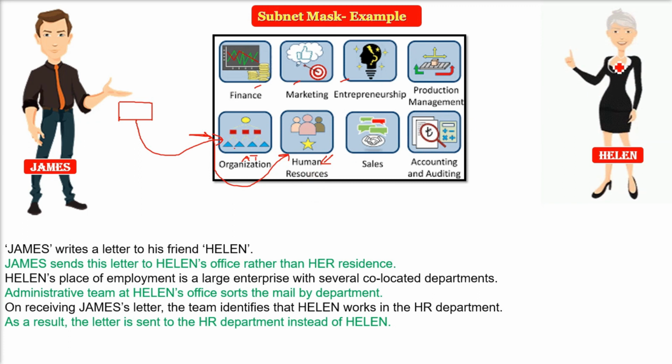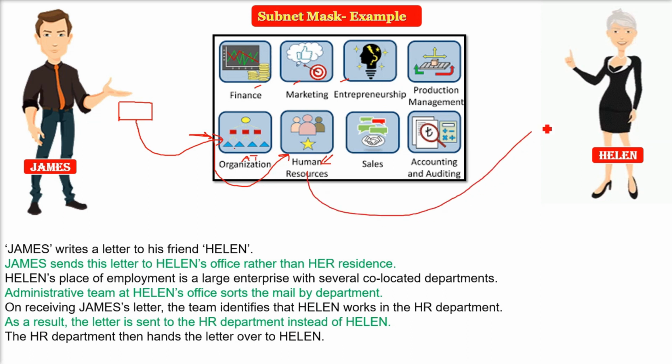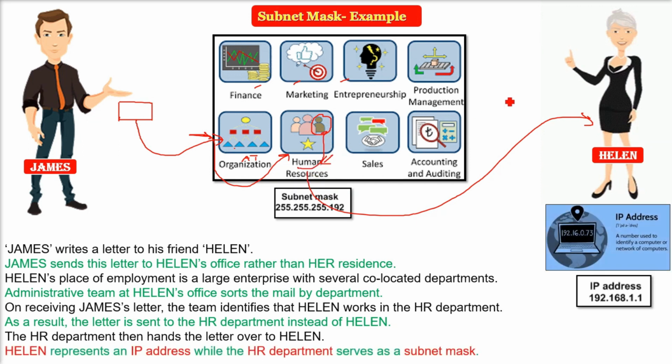So this HR department is very important because in all these organizations, all these subnets, one subnet, which is the HR department, is the subnet for Helen. Helen is the host. Okay. So this is the IP we want. So what did you understand? Helen is representing the IP address. The HR department is a subnet mask.